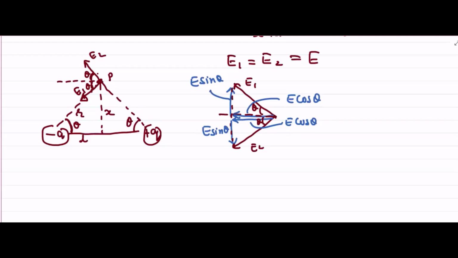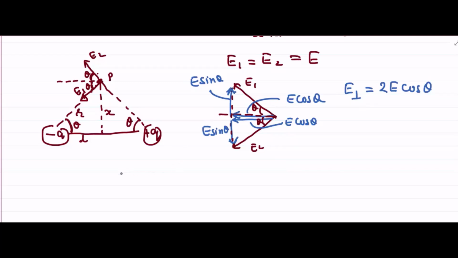Now, we can very clearly see that the sin theta components cancel out each other because they are in the opposite direction. This is acting in the upward direction, this is acting in the downward direction. Both of them have the same magnitude, therefore they will cancel out each other. As far as E cos theta is concerned, they are acting parallel to each other. They are in the same direction, therefore the magnitude of this net electric field, E net, which we denote by E perpendicular, is equal to 2E cos theta. E cos theta plus E cos theta.